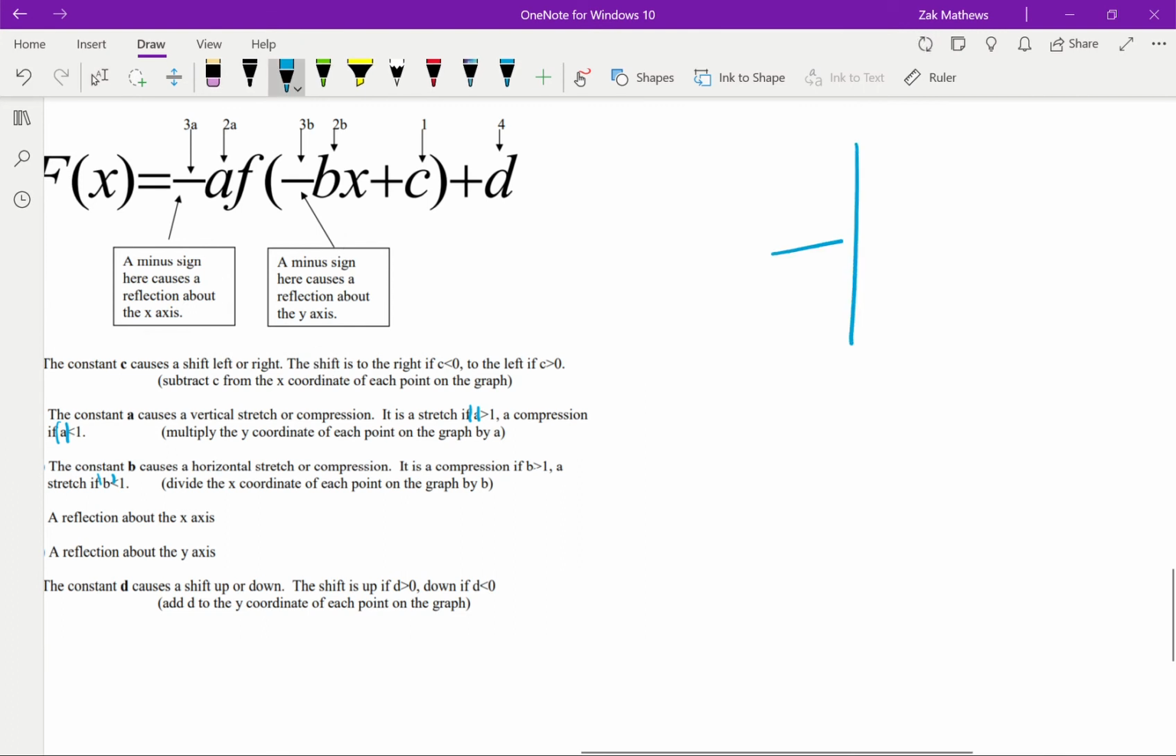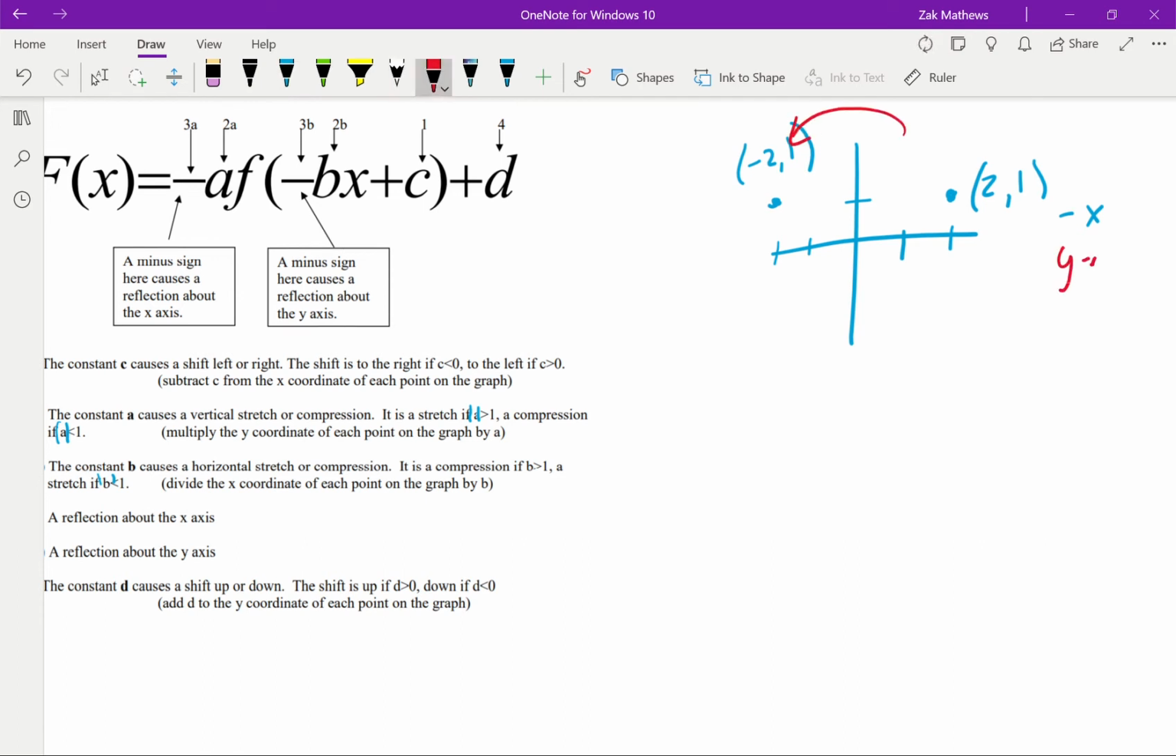Let's think about this. Let's take just a single point. We'll take the point 2, 1. And let's say I make the x negative. So we'd make the 2 negative, and we'd have -2, 1. Which axis did we just flip over? We flipped over the y. So by making the x negative, we actually cause a y-axis flip or a y-axis reflection. Versus if we take that point 2, 1, and then we make the y negative, that actually causes an x-axis flip.